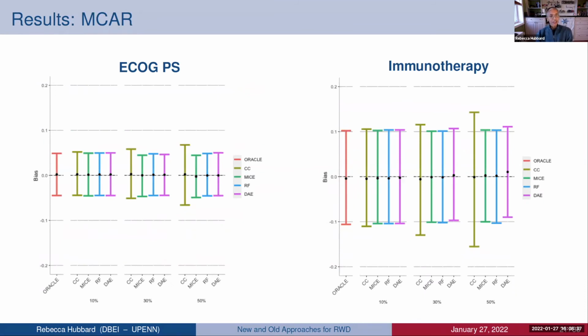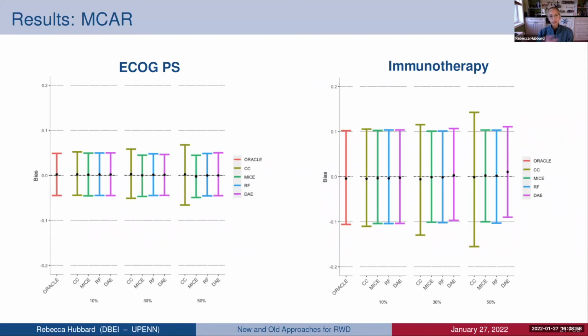So these are the results from our missing completely at random simulations. On the left, I'm showing bias in the parameter estimate, the hazard ratio for ECOG performance status, so for our confounder variable that had missingness in it. On the right, I'm showing the hazard ratio for our treatment effect, the immunotherapy hazard ratio.